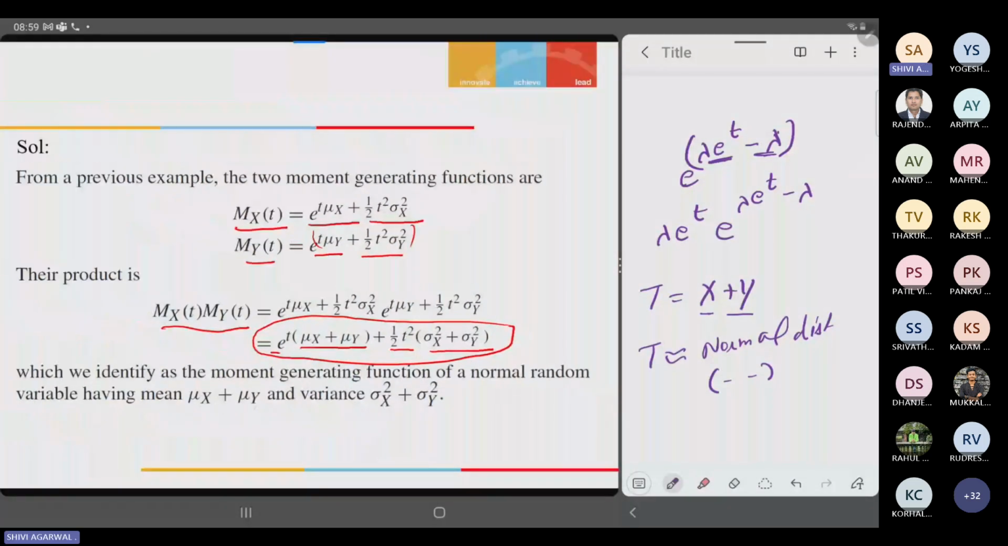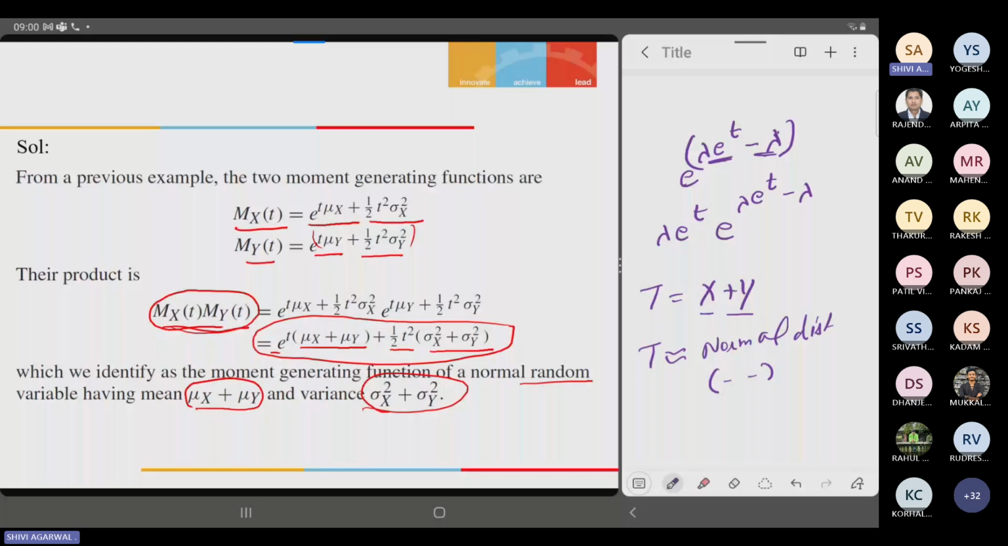is that this variable, whose moment generating function is M x of t times M y of t, also follows the normal distribution with mean equal to mu x plus mu y, and variance sigma x squared plus sigma y squared. Okay, that is the use of the moment generating function. Basically, the first use is to calculate the different moments easily, and also if there are two random variables, we can find the distribution of their addition or subtraction.